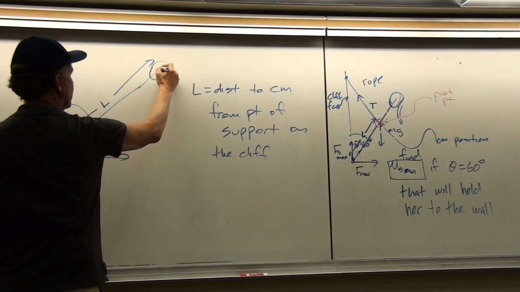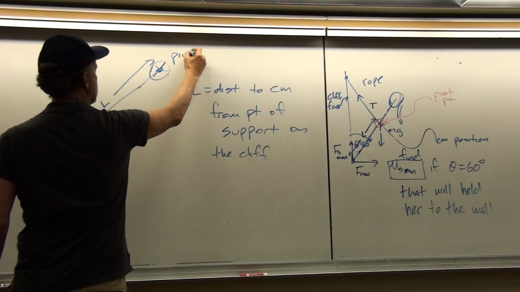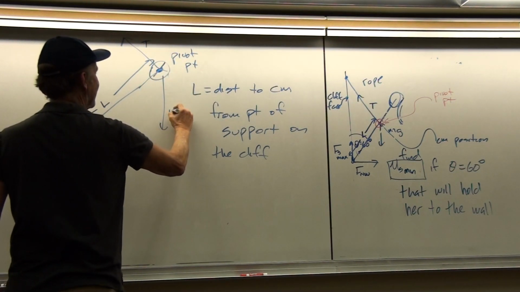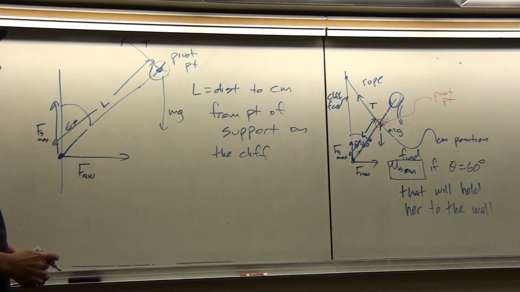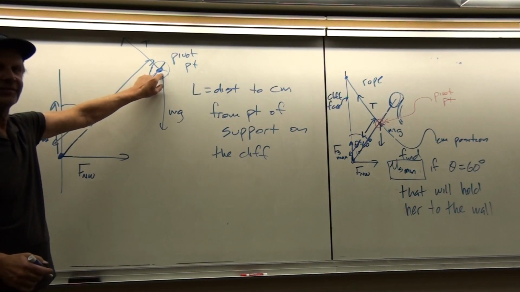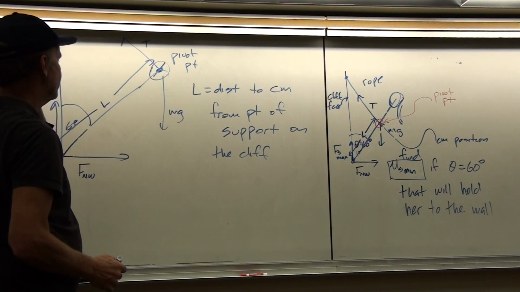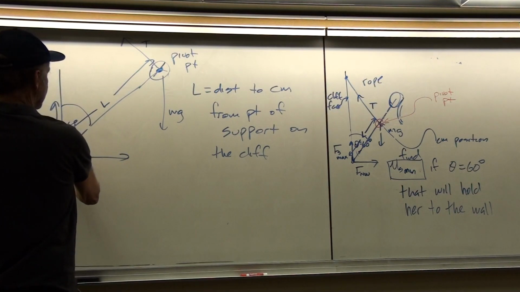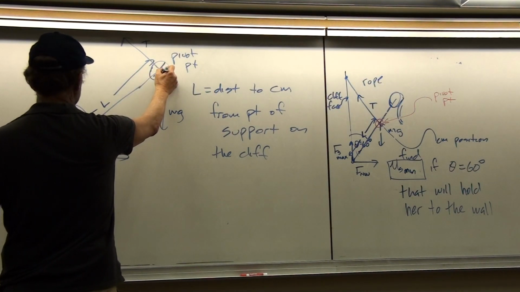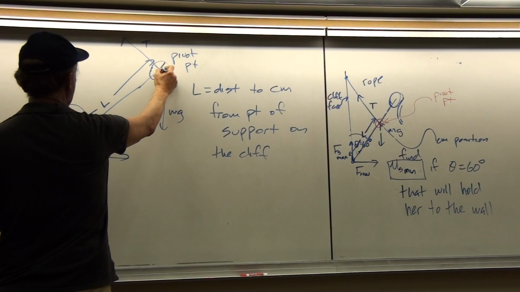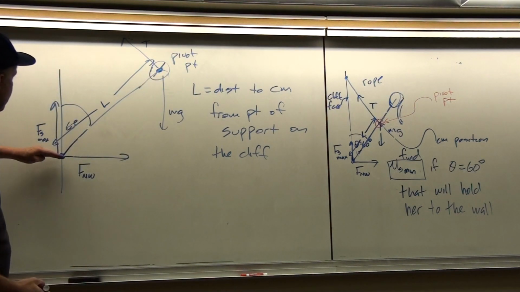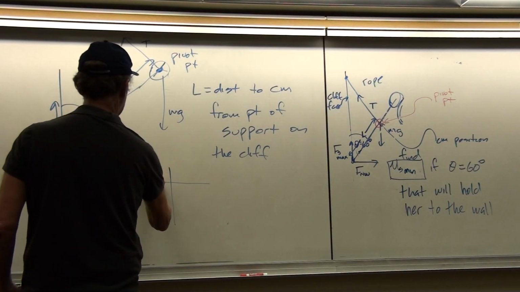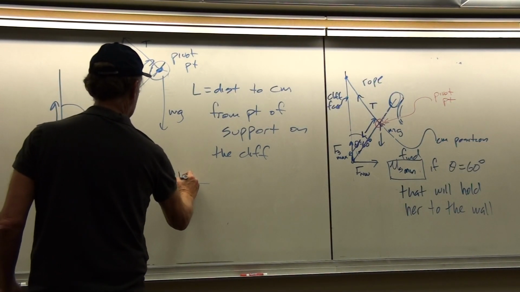Remember, this is our pivot point here. We have tension going that way, mg going that way, but those intersect with our pivot point, and so therefore they are not part of the torque equation. So about this pivot point, we can do an R perpendicular F calculation. Let's do that first for F static maximum, and then for F normal wall.